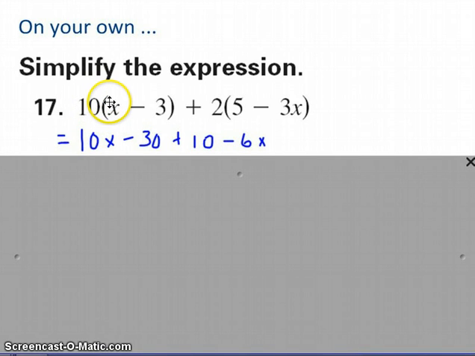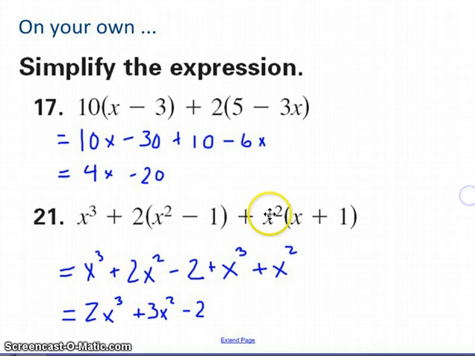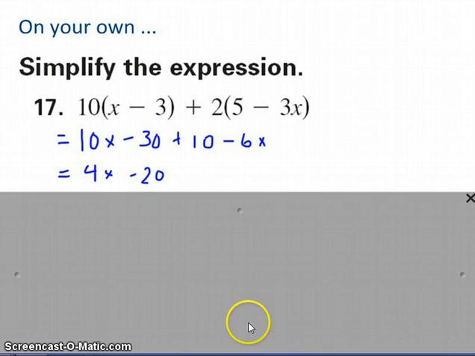I distributed the 10. I also distributed the 2. So I ended up with 10x, and 10 times negative 3 is negative 30. And by distributing the 2, I got these two terms. Then I was able to put the 10x together with the negative 6x and get 4x. And if I put these two middle terms together, I got negative 20. And I had to stop there because the x and the negative 20 can't be combined. So that's my final answer right there.